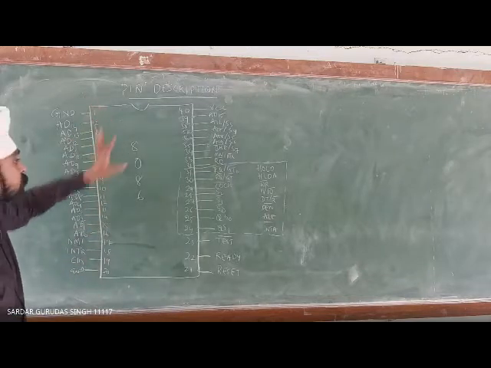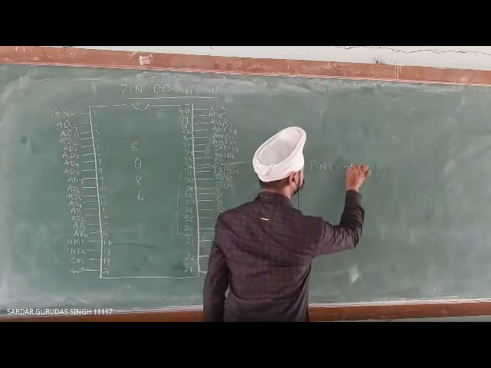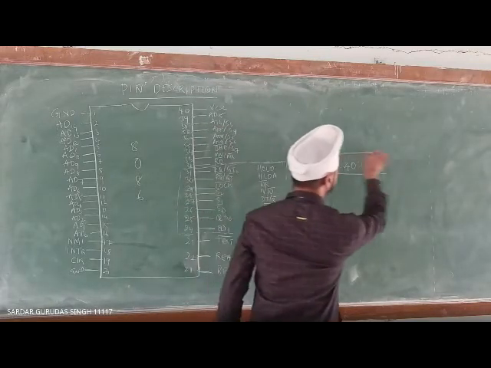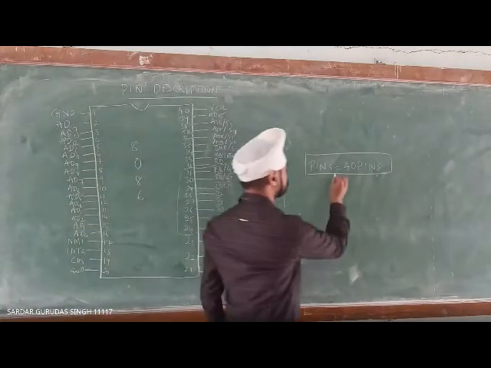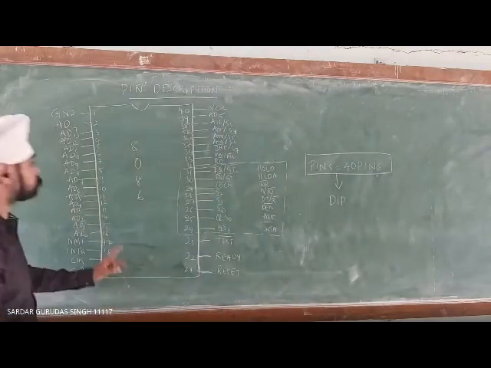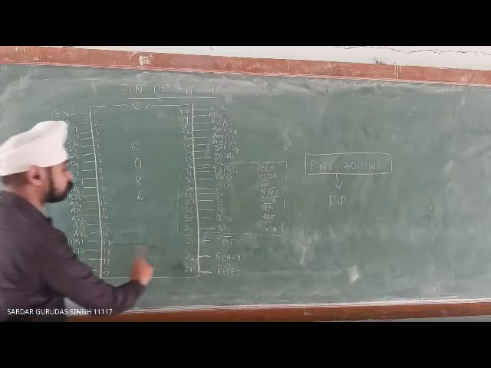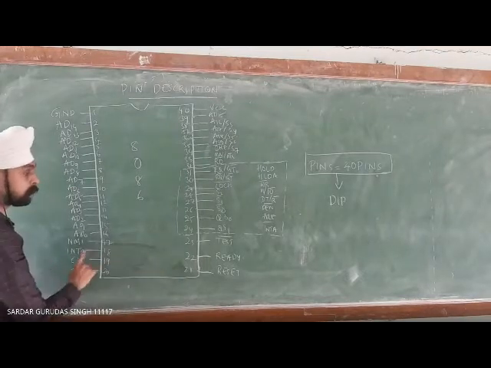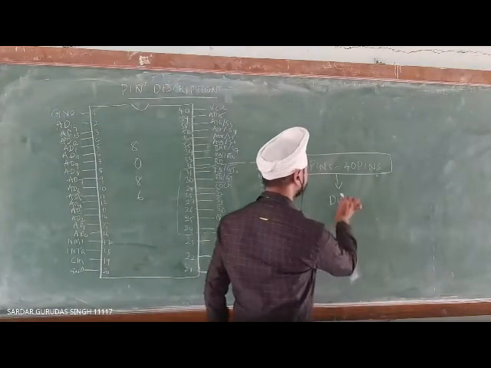So, how many pins are there in total? A total of 40 pins are there. And the arrangement of these pins is such that we call this type of packaging a dual inline package. In the sense, on the left side you will have 20 pins and on the right side you will have 20 pins, equal number of pins on both sides. So this type of IC packaging, we call it dual inline packaging.